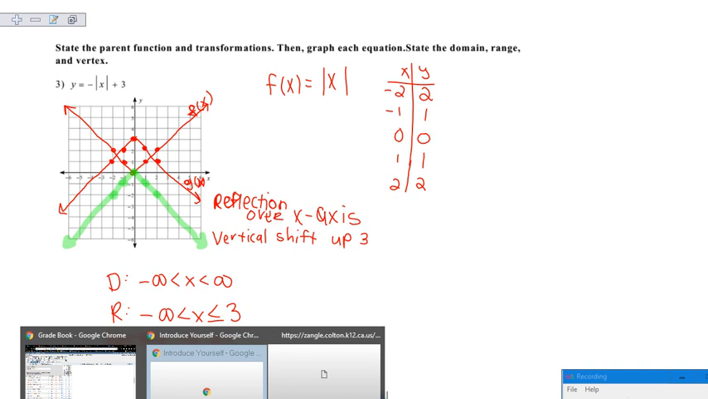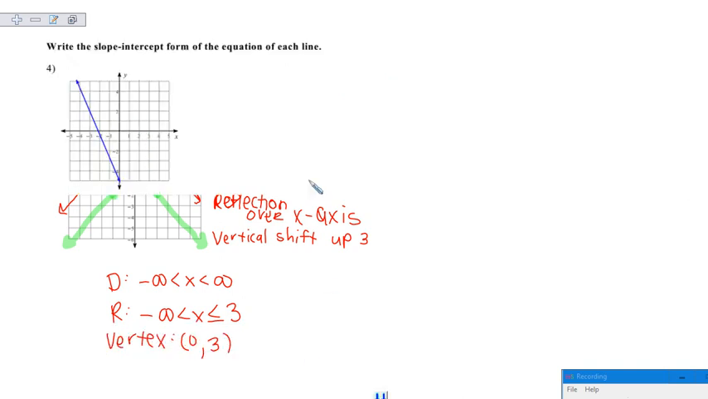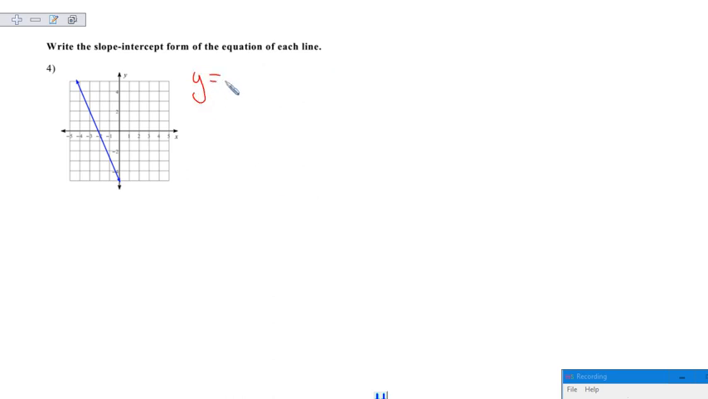Alright, one last problem for this video. Write the slope-intercept form of the equation of each line. Slope-intercept form is y equals mx plus b. So first I want to identify my b if I can. So let's see, -1, -2, -3, -4. Down here at -5. So my y-intercept is negative 5.